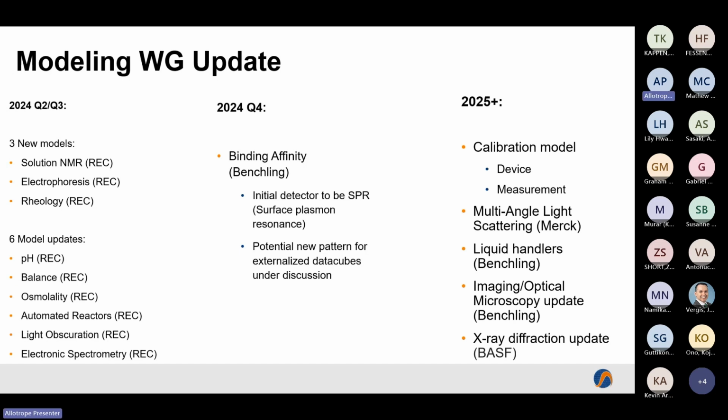Alongside that, next year, at some point, we'll look at calibration. This is something that's been discussed a few times. There's interest in multi-angle light scattering, MALS, liquid handling. We've got an update to the optical microscopy model. We have some new imaging patterns that we want to refresh that model to include, and then update to the X-ray diffraction model to include our hierarchy patterns as mentioned.